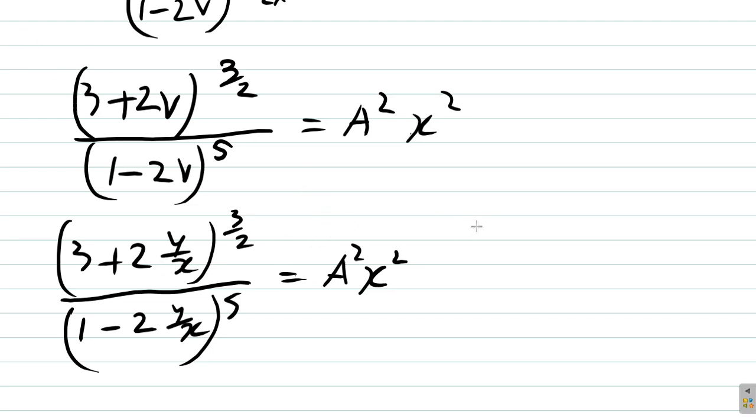we could rewrite this, make everything flat, and say we have 3 plus 2y over x to the power of 3 over 2. But guess what? Suppose we do this to the top part.